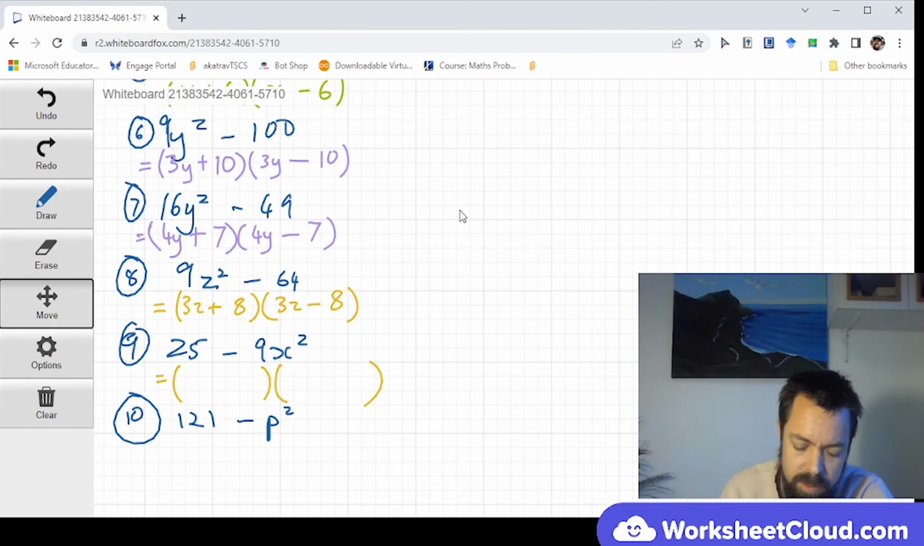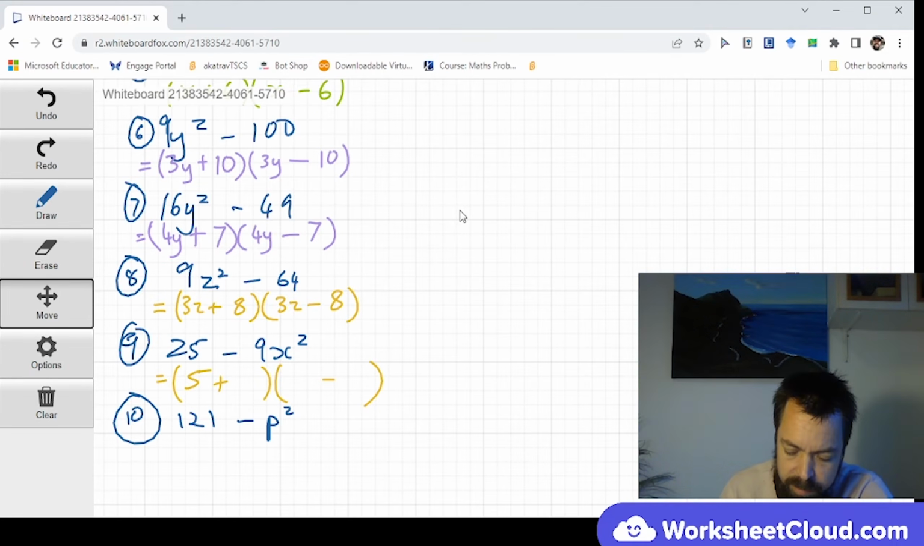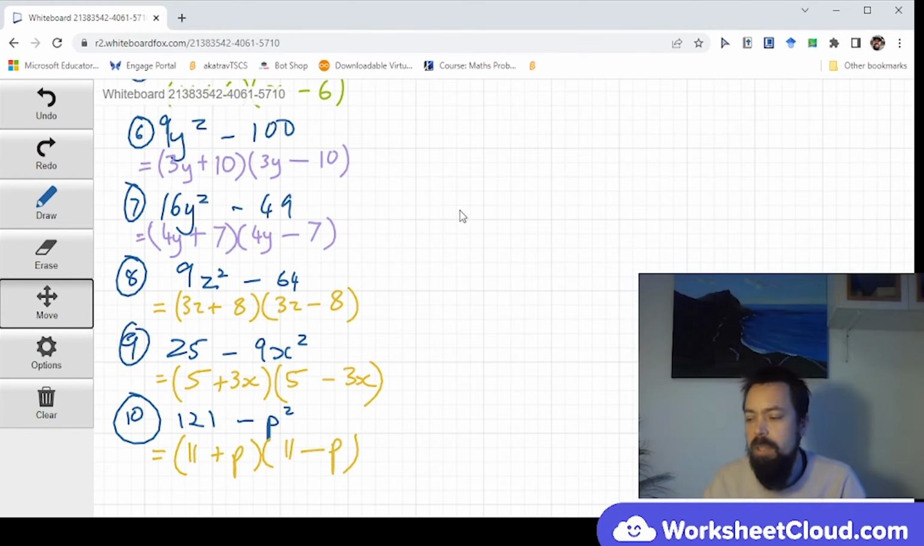Format's going to be like this, so it doesn't matter whether you've got a constant first or you've got a variable first, it will work just the same. Right, square root of 25 is 5. Square root of 9 is 3. So 3x, 3x. And our final one, 11 squared, and p is a square, so we have plus minus p and p.